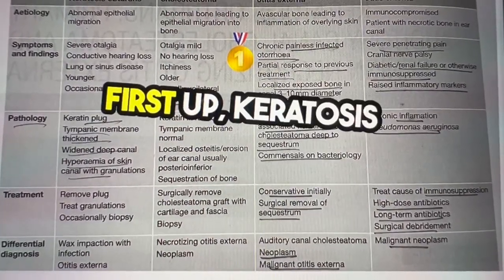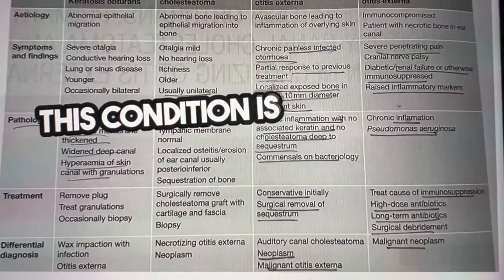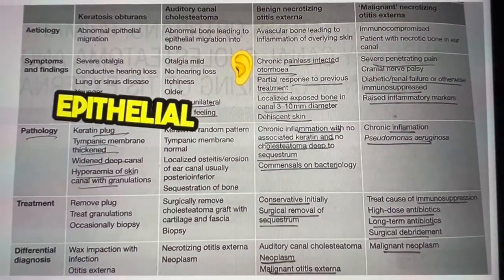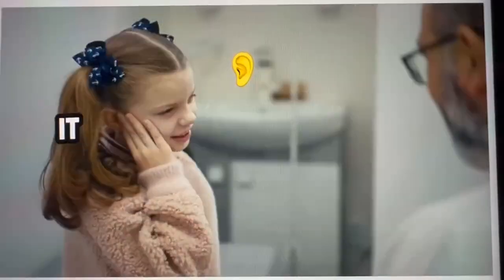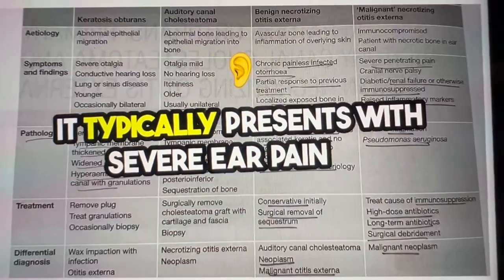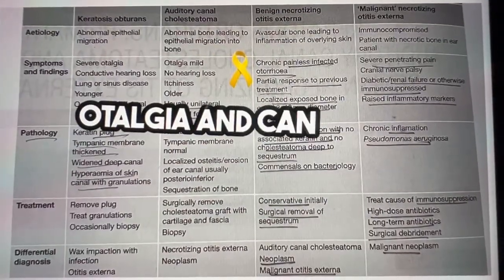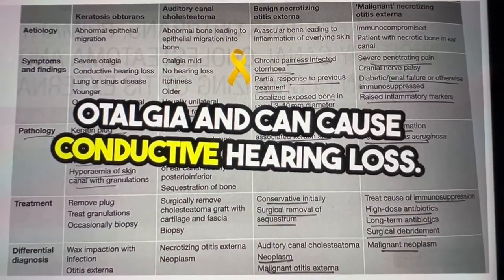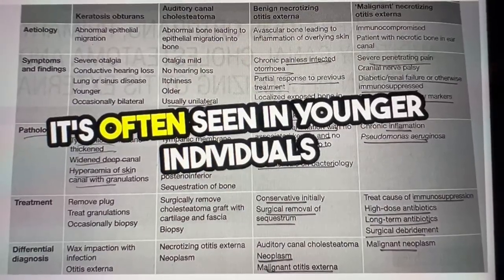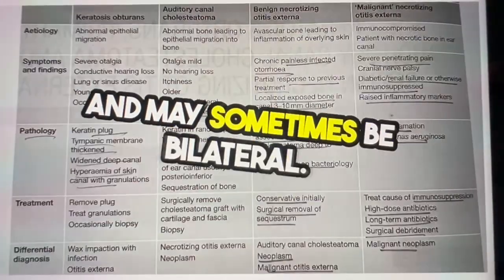First up, keratosis obturans. This condition is caused by abnormal epithelial migration in the ear canal. It typically presents with severe ear pain or otalgia and can cause conductive hearing loss. It's often seen in younger individuals and may sometimes be bilateral.